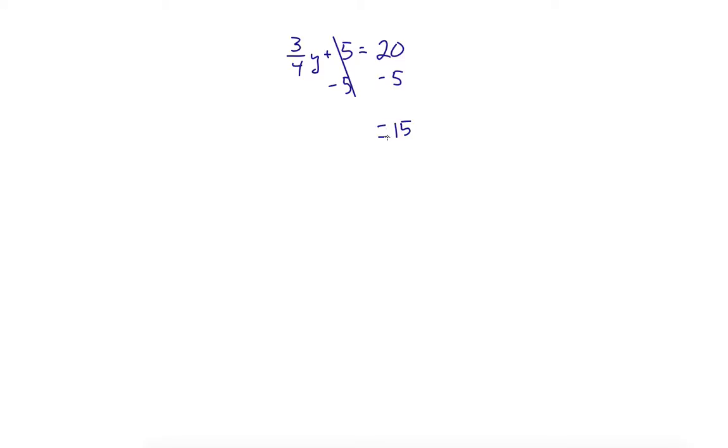So I have 15 on this side, and I have 3/4 y on this side. So 3/4 times y equals 15. That is, 3/4 times some number equals 15. Now, in order to get rid of this multiplication, this times 3/4, I'm going to divide both sides by 3/4. But remember, when we divide, we actually multiply by the reciprocal.